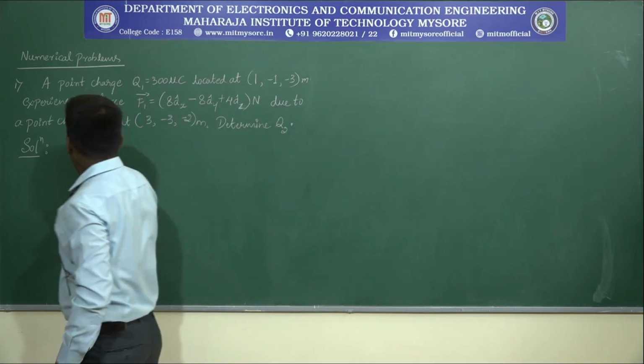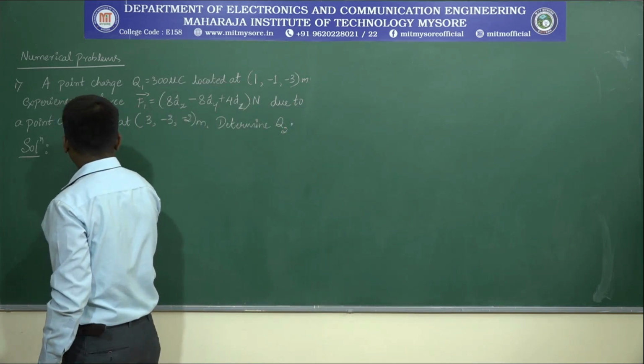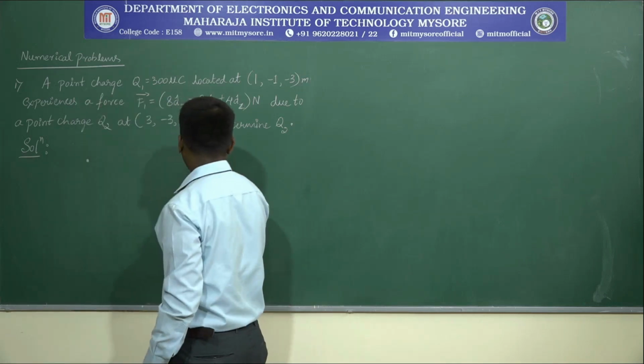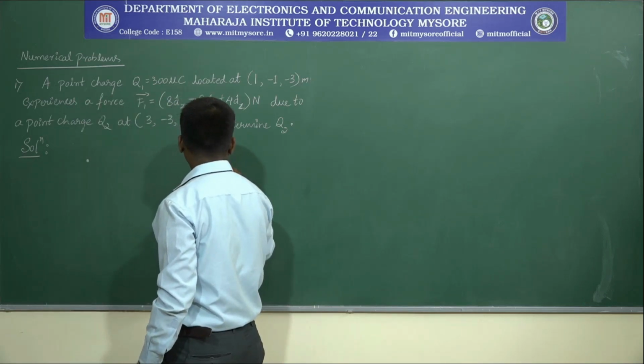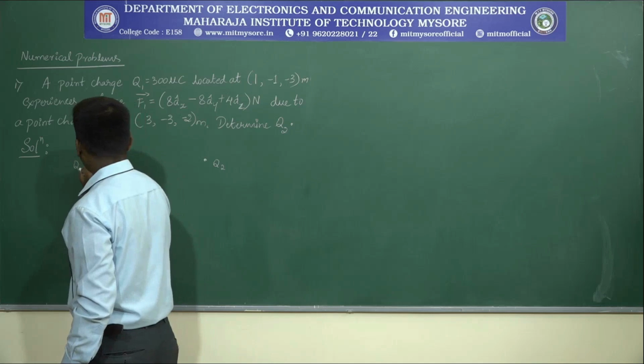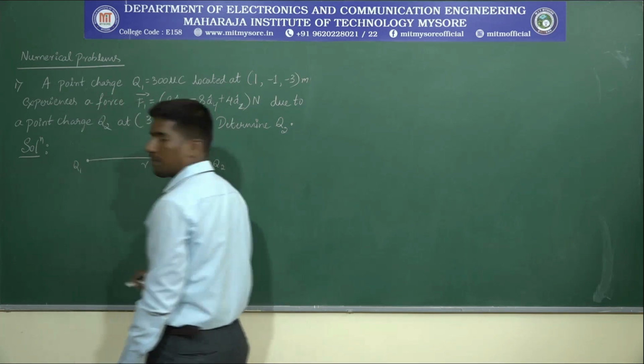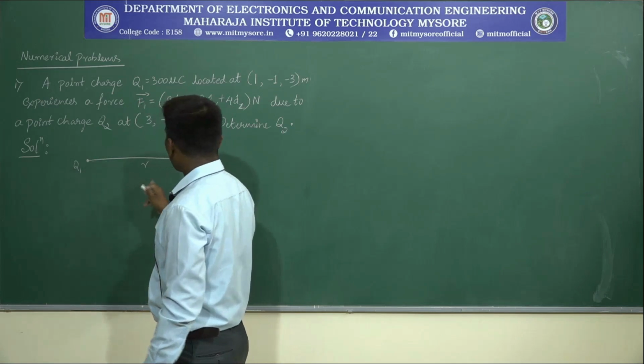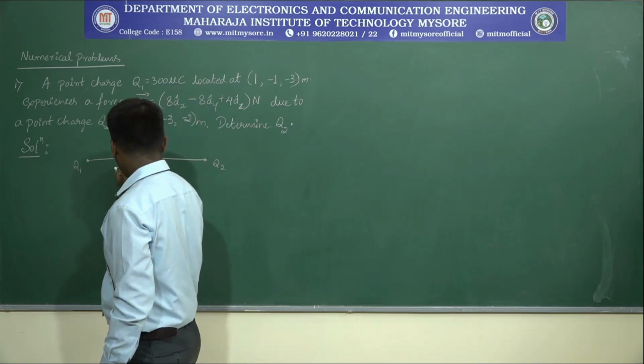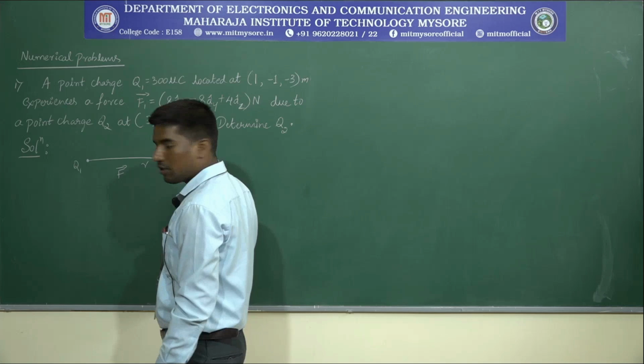Let me write the given data here. There are 2 point charges Q1 and Q2, which are separated by a distance R. Q1 experiences a force F due to the point charge Q2.